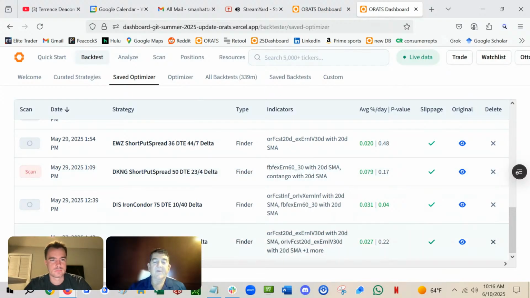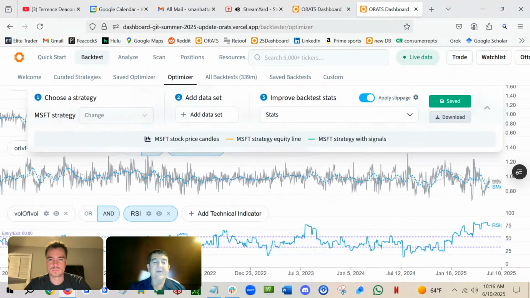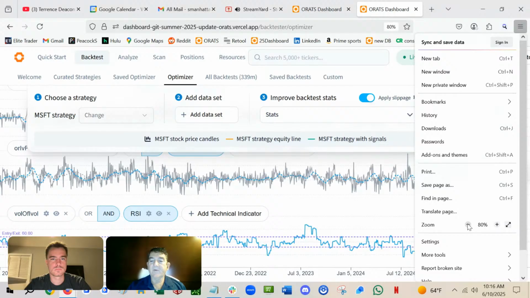On certain backtests. The way the optimizer is set up is you put in a backtest, and so here's a backtest, and you have Microsoft. It's probably hard to see on my laptop here, but let me see if I could zoom out a bit.